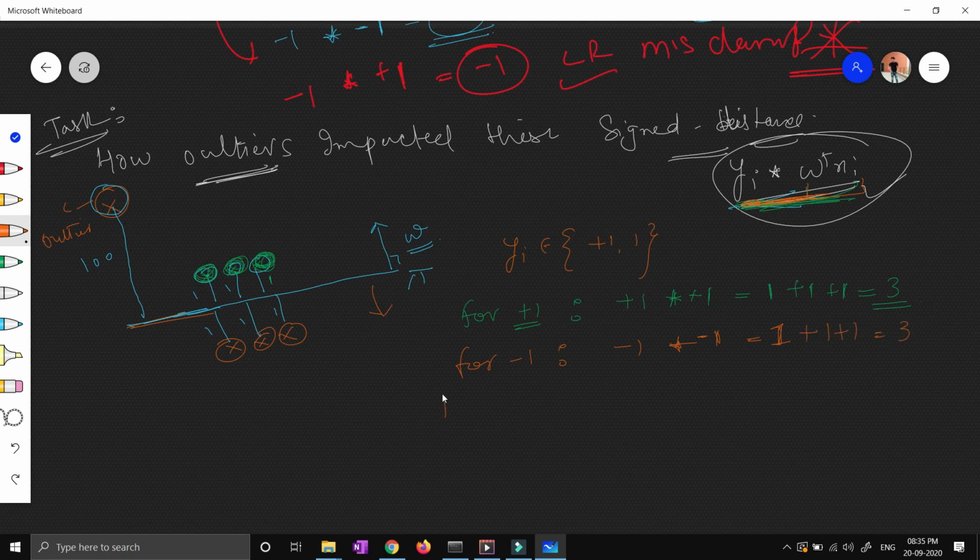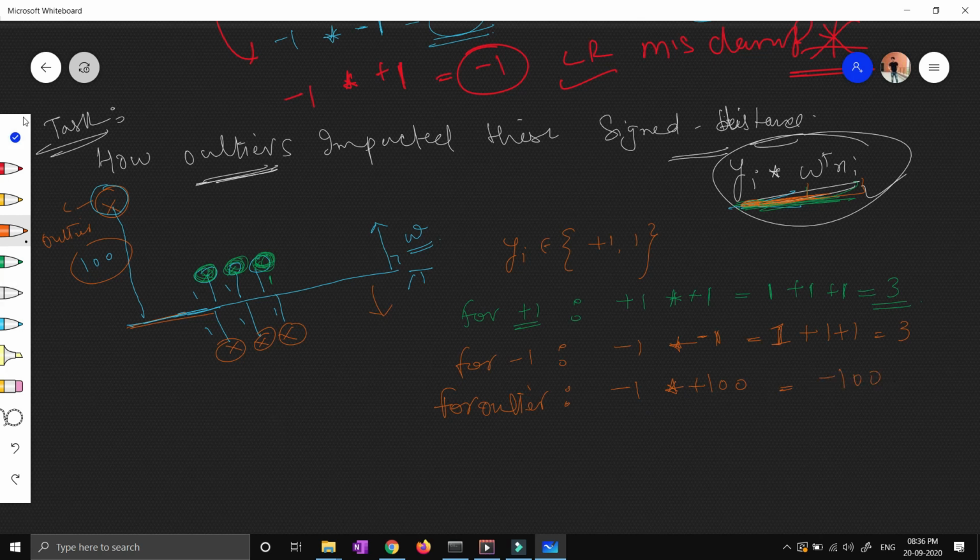Now for the outlier point, you can see over here, this is my outlier. If I put this distance value in this equation, I know actually it's a negative point, because it is in the wrong direction, because it's an extreme or outlier point. And if I multiply it with w transpose xi, the value of w transpose xi, or distance, is 100. Just because it is in the same direction of w, it will be positive 100. So positive 100 into -1 is -100.